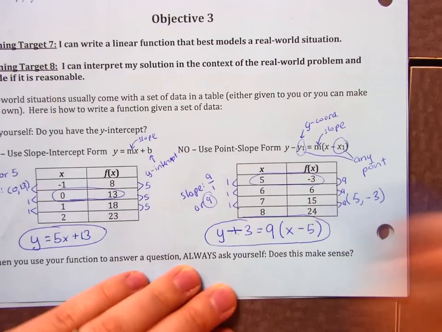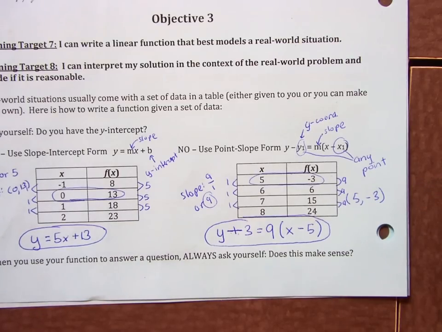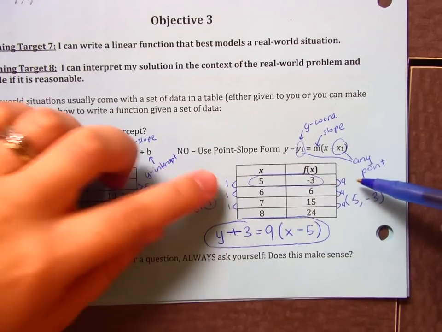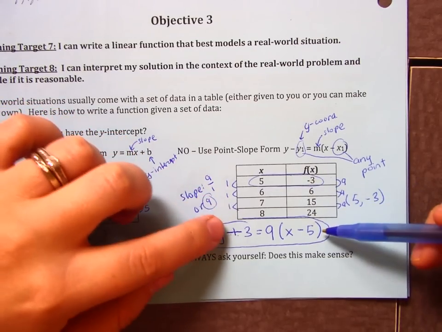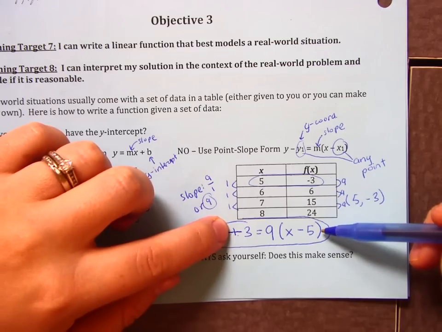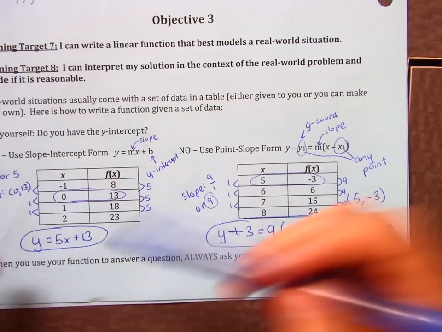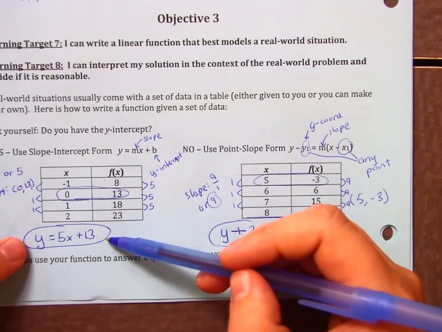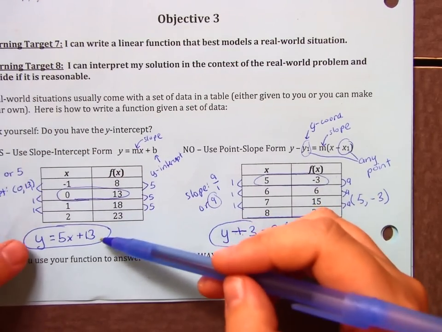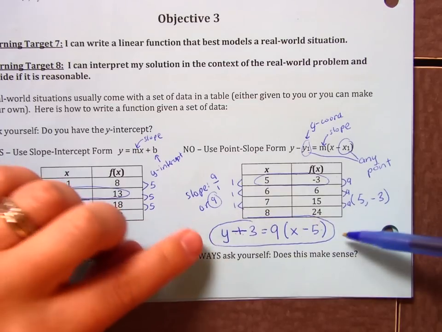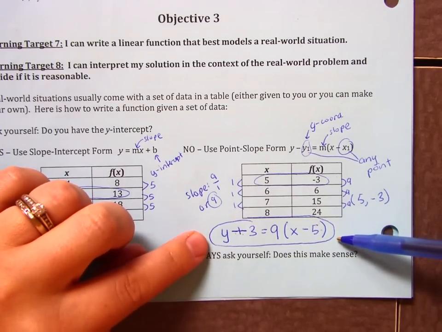So point-slope form is actually extremely useful because you can write an equation for any set of data as long as you can find the slope, and then you can just use any point you want to plug in for the x and the y coordinates. Over here, you have to have the y-intercept. So this is nice and easy if you have the y-intercept, but if you don't, point-slope form is extremely useful.